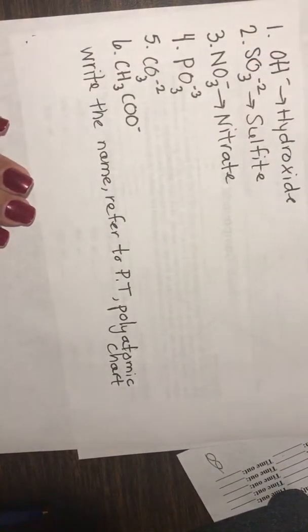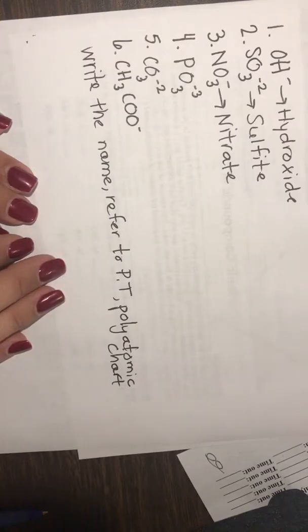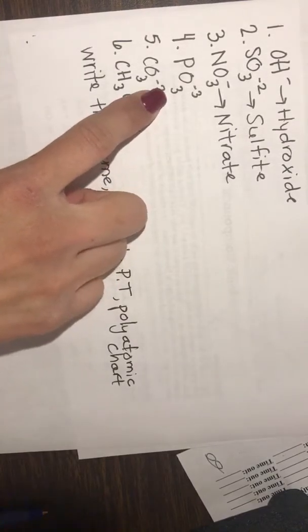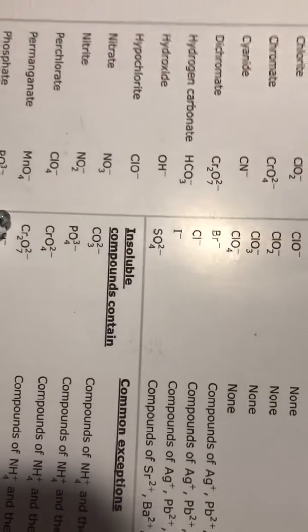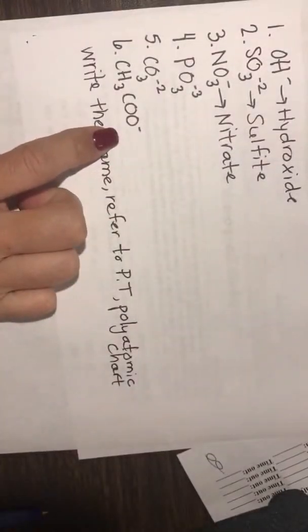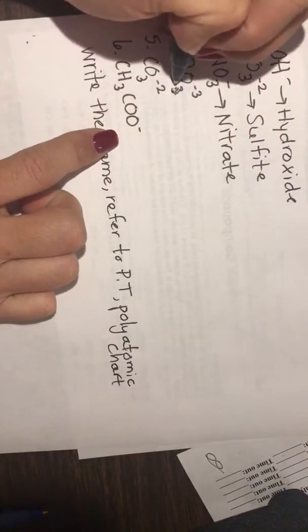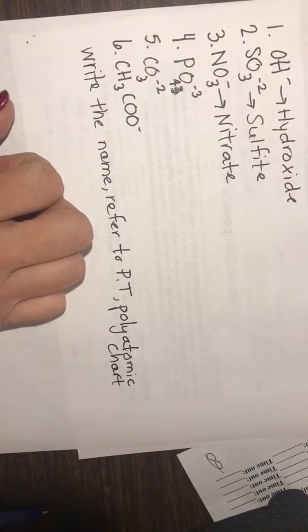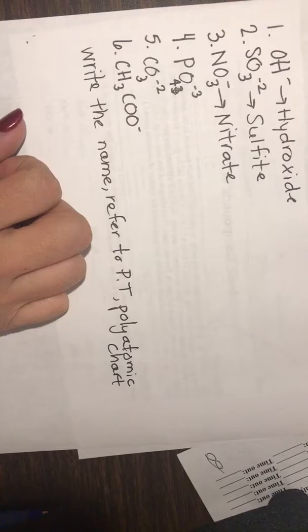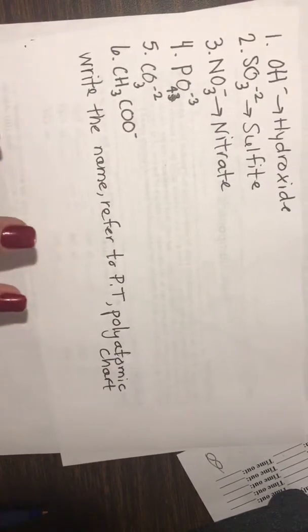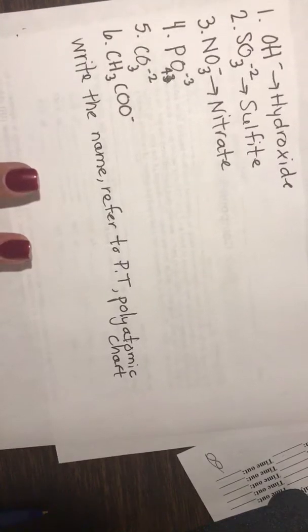Is anyone not sure how to name these, where to find them? Do you want me to do more practice ones? Number 4. PO3, -3. It should be PO4. I felt funny writing that. So PO4, -3. So if there are any errors in the worksheet or you can't find it, just let me know and we'll see which one needs to be corrected. Okay, so I'm going to leave those.